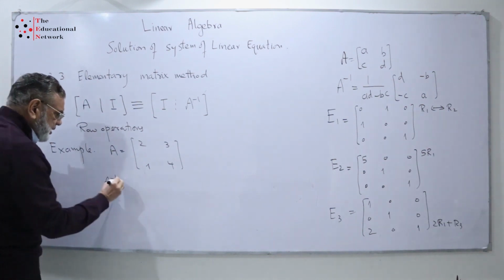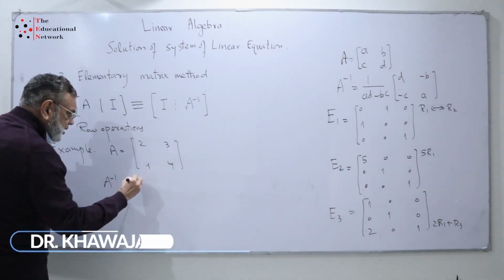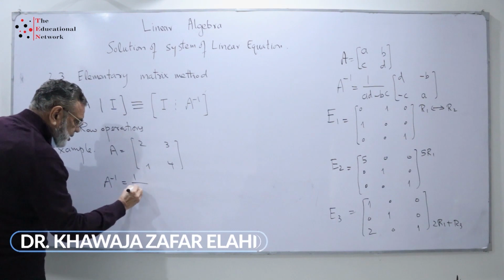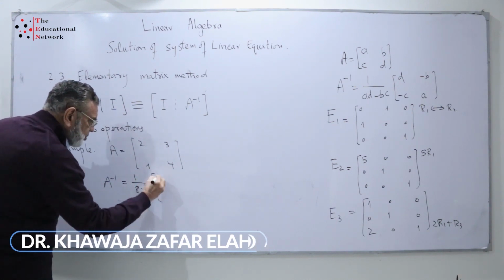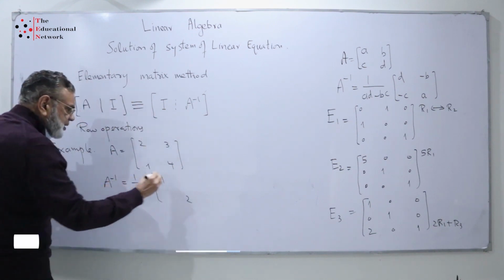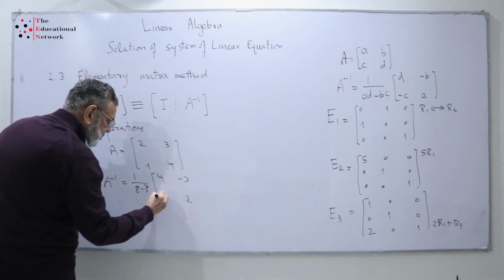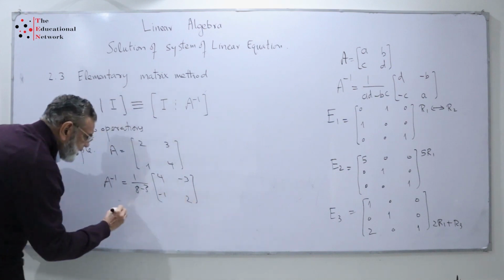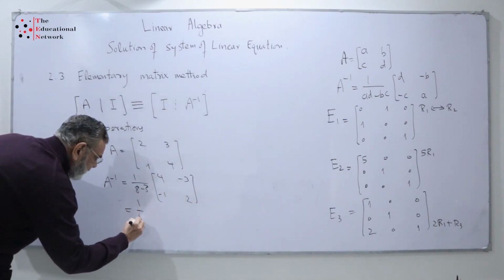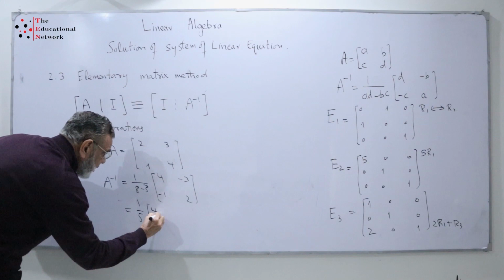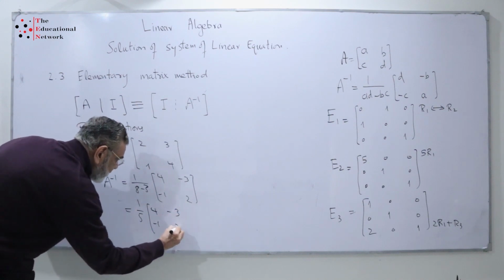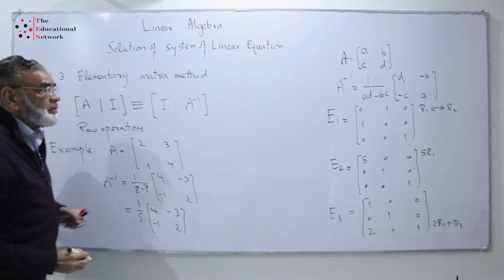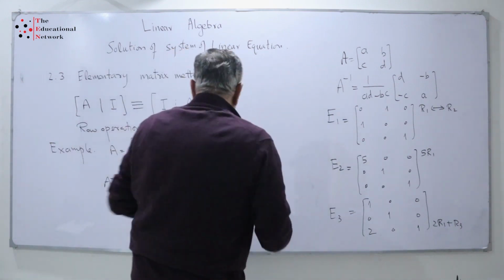So my A inverse is equal to 8 minus 3. Sorry, here 8 minus 3. Interchange these two, 4 and 2, multiply by minus 3 and minus 1. So the result is here 1 over 5, 4 minus 3 minus 1 and 2. The usual method, which I give you the formula for, we apply that one.